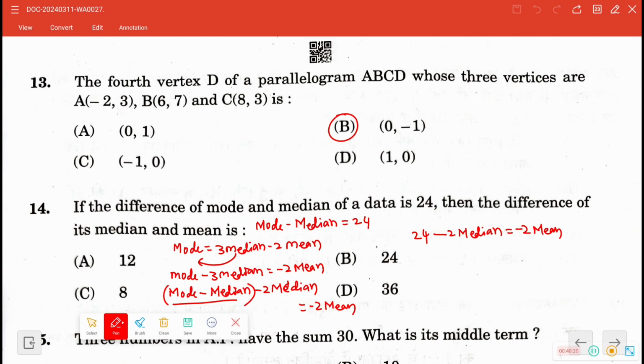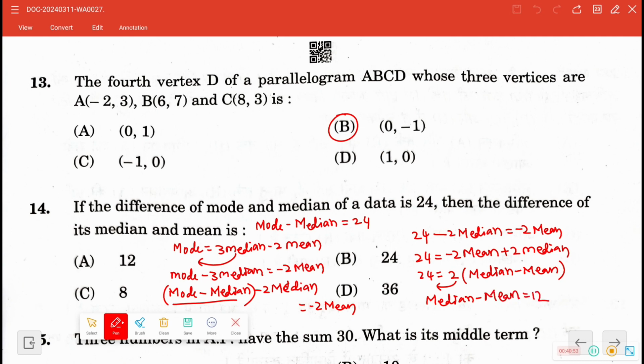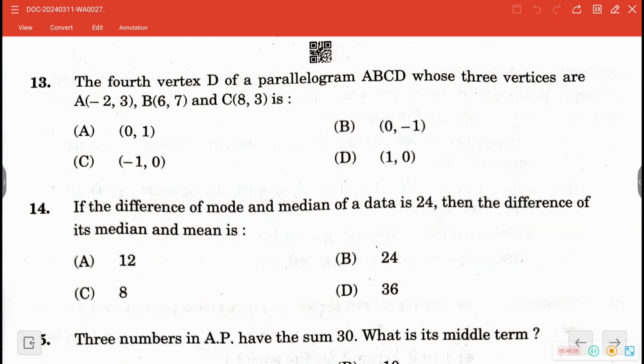Now 24, or minus 2 median, you transpose to that side. We get 24 is equal to minus 2 mean plus 2 median. Now we have to take 2 common. So if you take 2 common, we get median minus mean. Now transpose 2 to the side, 24 by 2 is 12. So we get median minus mean is equal to 12. So which option? Option A is correct. Option A, question number 14.